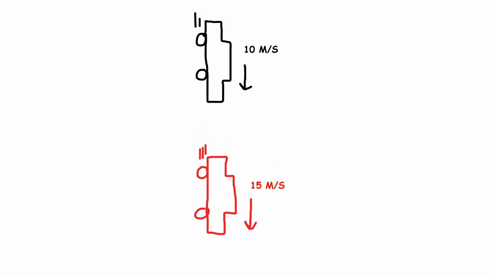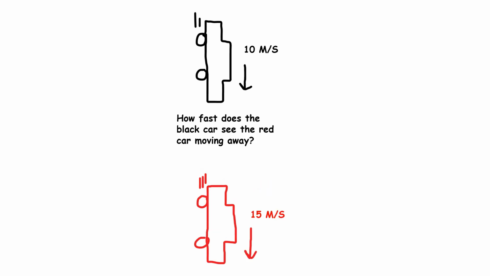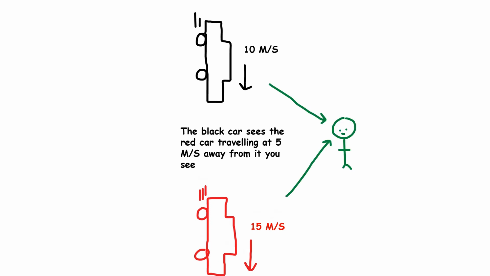At what speed do the people in the black car see the red car moving away from them? Yes, the red car is moving at 15 meters a second, but the black car is also moving at 10 meters a second. So we have to look at the difference between these two speeds. And the difference is 5 meters a second. The black car sees the red car traveling at 5 meters a second away from it.